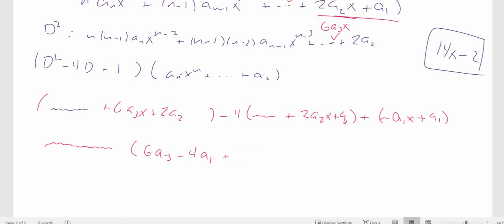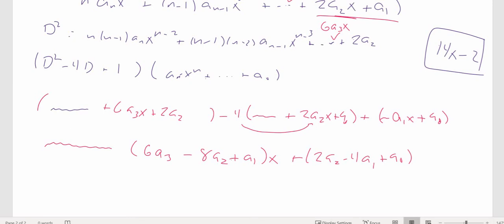So the 6a3, plus minus 4 times 2a2. So when I distribute here, that'll be the coefficient for x, and then plus a1, and that'll be all the stuff with the coefficient for x. Okay, now all the constant terms, I have 2a2 minus 4a1, plus a naught.